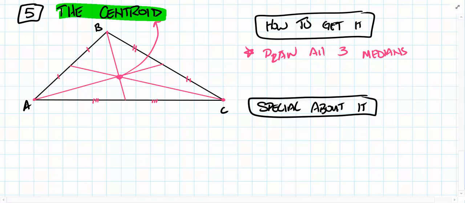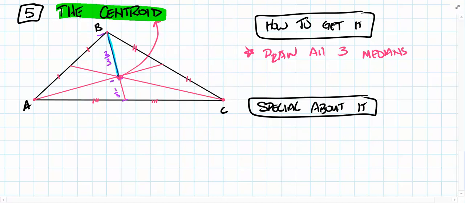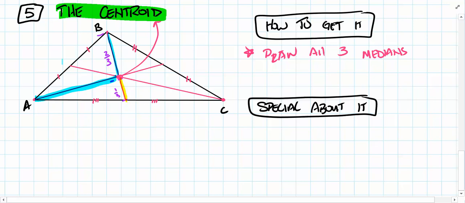This distance from here to here is 2/3, and from here to here is 1/3. Okay? So what that does is break up each median into 2/3 and 1/3. So this blue segment represents 2/3. This yellow segment represents 1/3. This blue segment here represents 2/3, and this segment represents the other 1/3. This segment here represents 2/3, and this segment over here represents the 1/3.